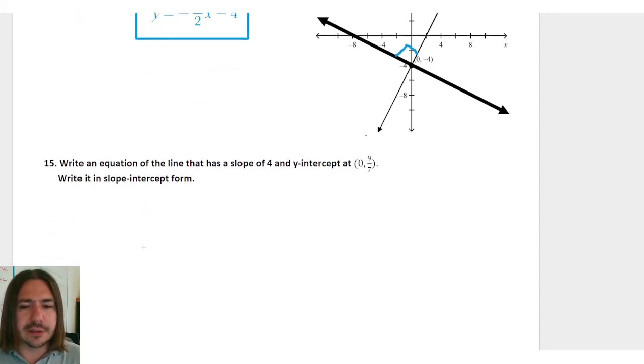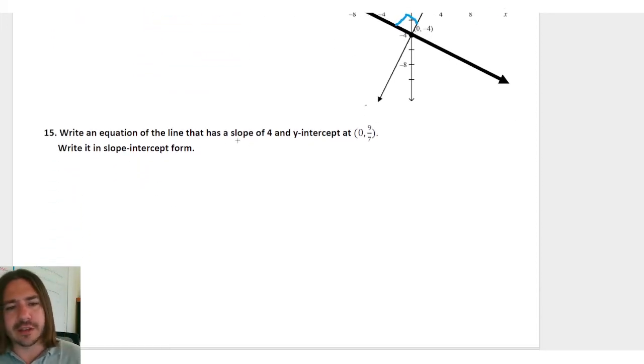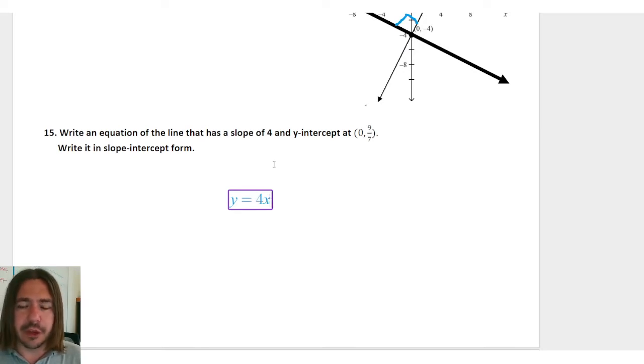Number 15, write an equation of the line that has a slope of 4 and a y-intercept. All right, if we're writing this in slope-intercept form, y'all know the drill at this point, hopefully. The slope is 4, so that's going to be my coefficient to x.